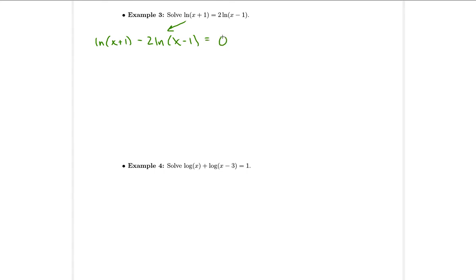And at this point, you might be kind of thinking about properties, right? We know that we have a property that says this.